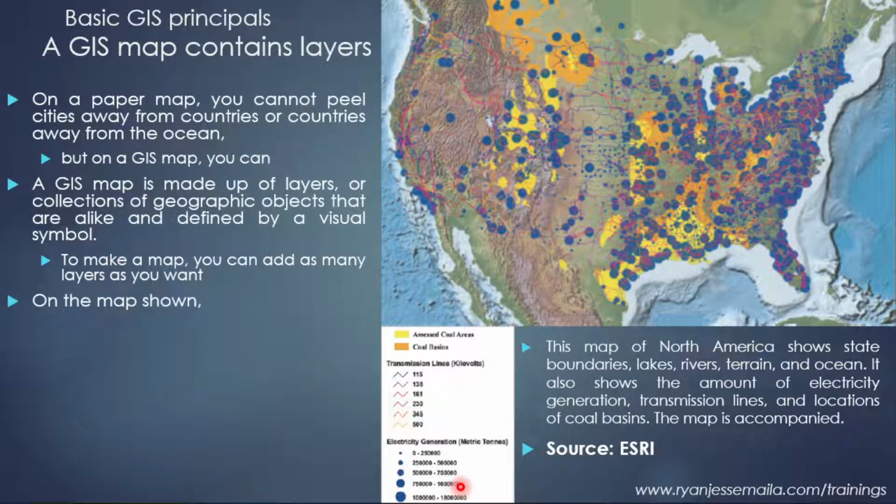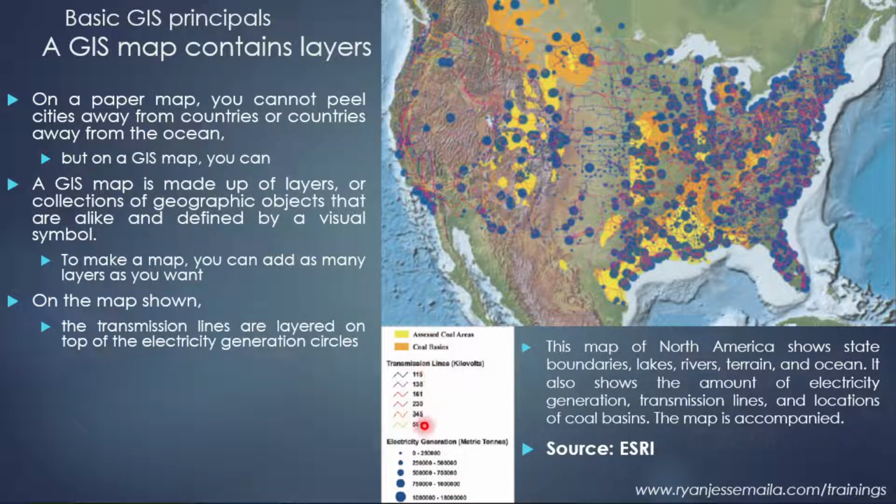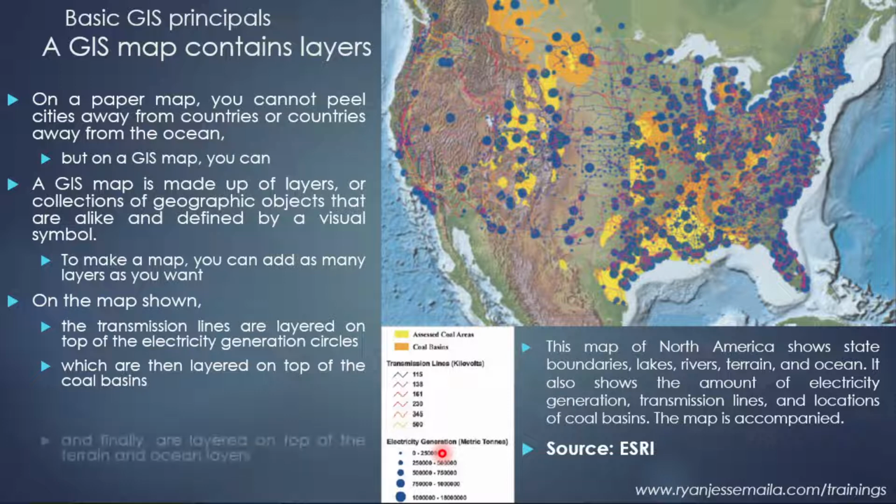So to make a map, you can add as many layers as you want, which I've already explained. On this map, you can see the transmission lines that are laid on top of electricity, and you can even see the order of presentation on the map. These are on top of this data, so you can overlay different layers on the map.